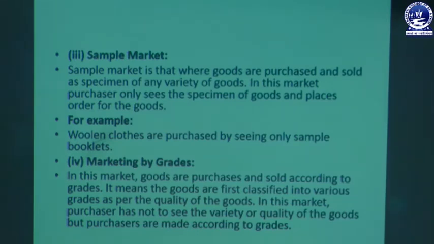It means the goods are first classified into various grades as per the quality of the goods, and in this market, the purchaser does not have to see the variety or quality of the goods, but purchases are made according to the grades. So, it is quite different from the sample market. Here we have different grades of the goods. That means according to the quality of the goods, we grade the goods, and the purchaser has the choice of choosing from the grades of the goods that are available for a particular commodity. So, that is what marketing by grades is.